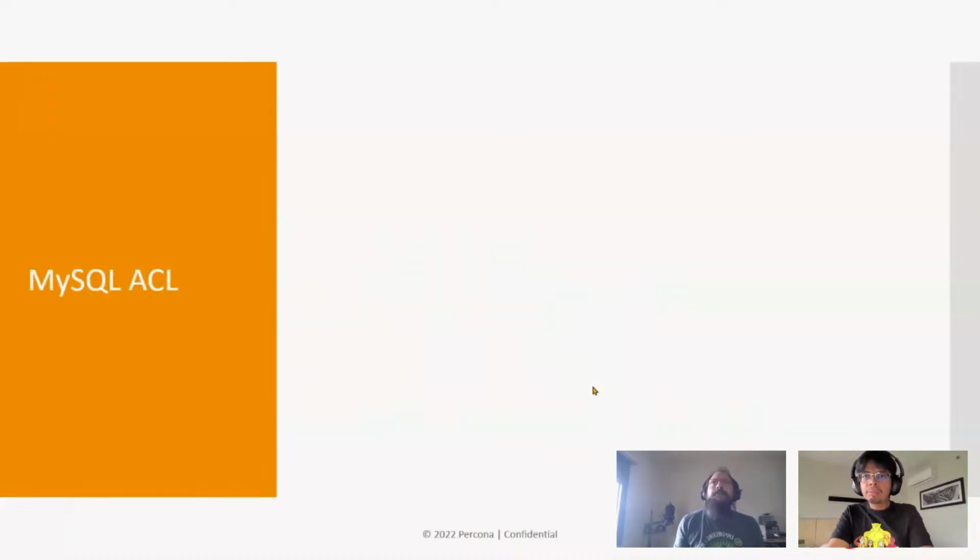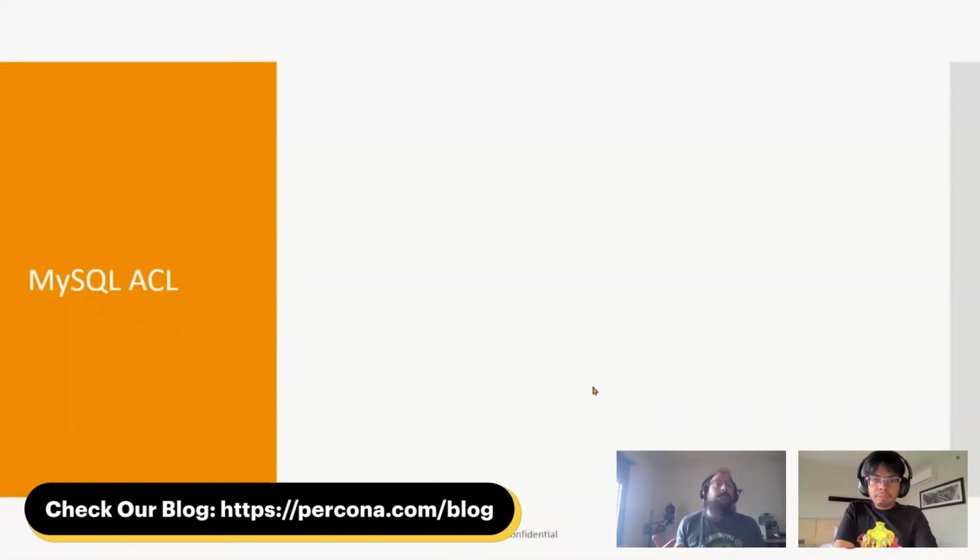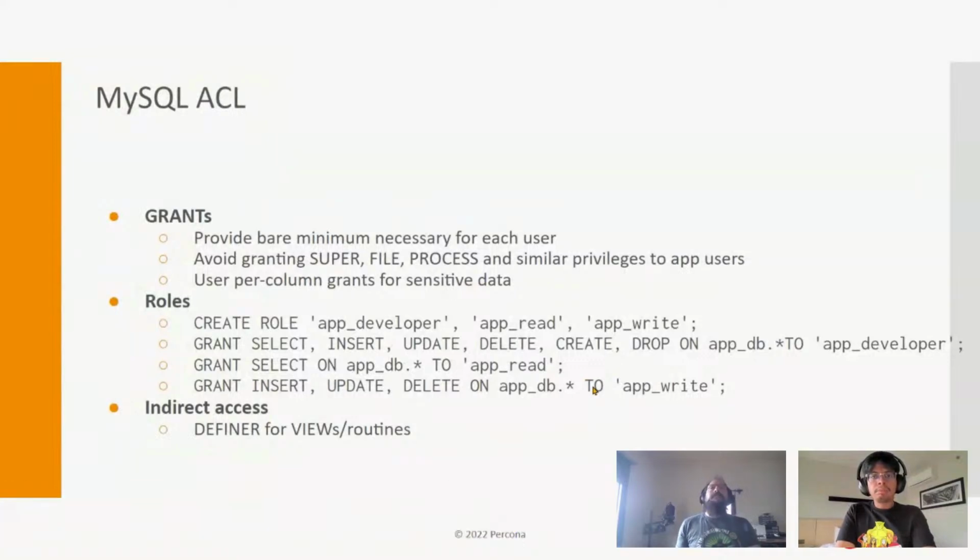Now, yeah, that was authentication. That was proving we are who we are. And now we have ACL, Access Control List, which is, I am Marcos, can I do this? So MySQL access control is composite. You compose the access control by granting privileges on certain objects.